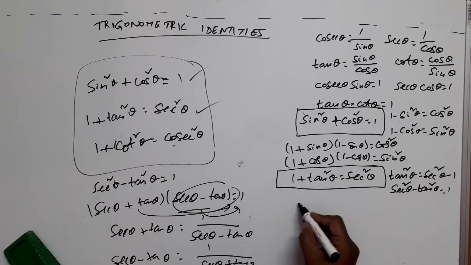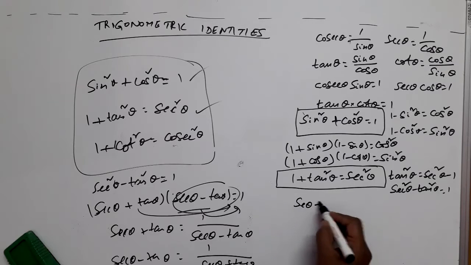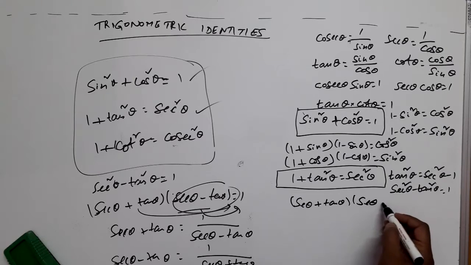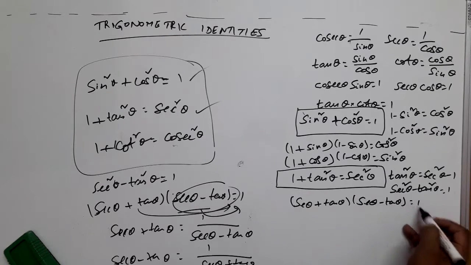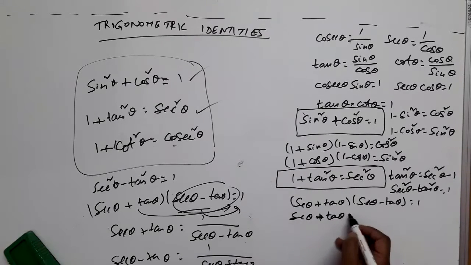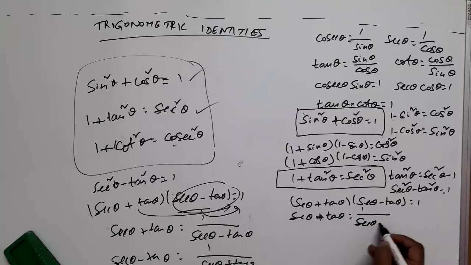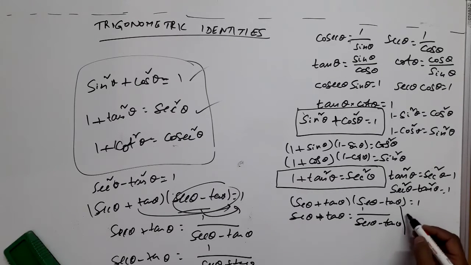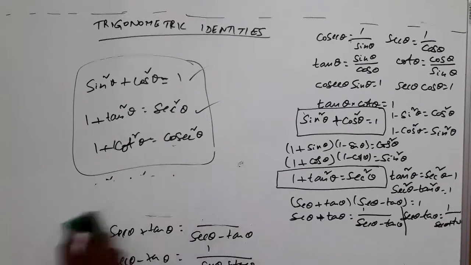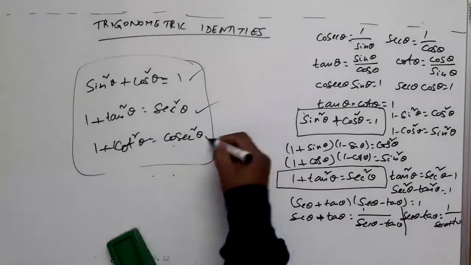So I am writing secant theta plus tan theta multiplied by secant theta minus tan theta is 1. So secant theta plus tan theta can be written as 1 by secant theta minus tan theta. In the same way, secant theta minus tan theta can be written as 1 by secant theta plus tan theta. Yes, this is about the second identity. Let us see the third identity now.